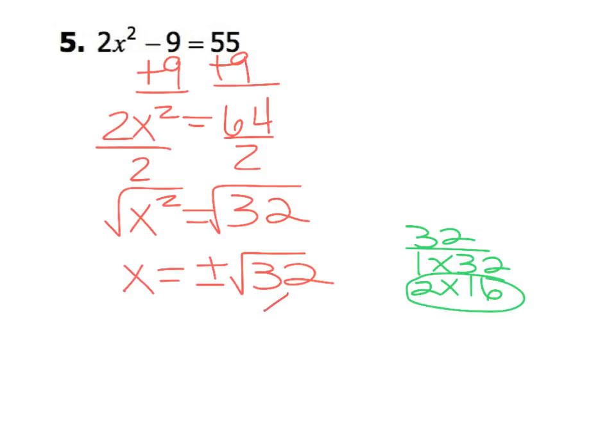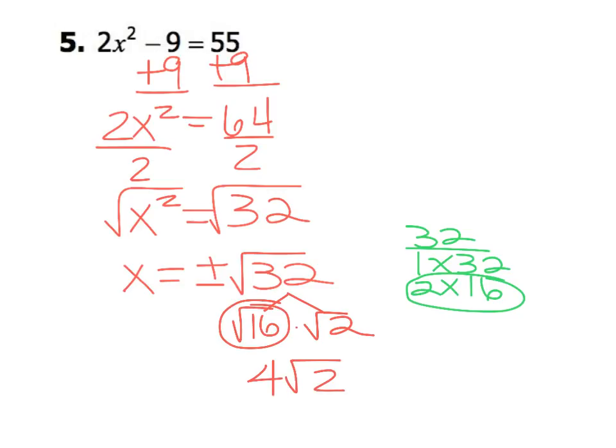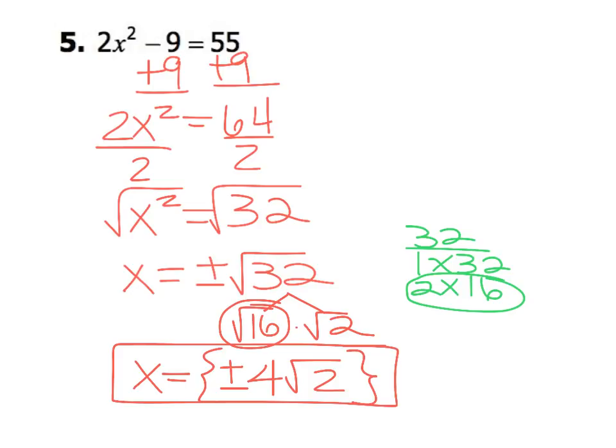So we can break this down. We can say the square root of 16 times the square root of 2. Square root of 16 gives us 4. We bring down the rad 2. We remember to put the plus or minus in front, and that is our solution. So our solution is plus or minus 4 rad 2.